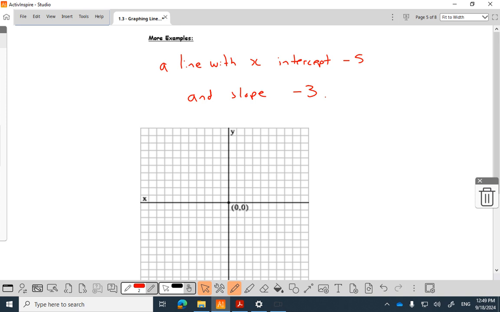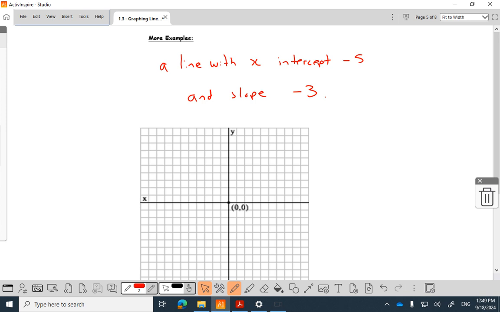Okay, where's the point? Down 5. X-intercept -5. x-intercept. Which axis is the x-axis? Good, but this is why we do it, right? I'm so glad you were brave enough to jump in and answer again. So we're looking for these mistakes. So it's along here, -5.